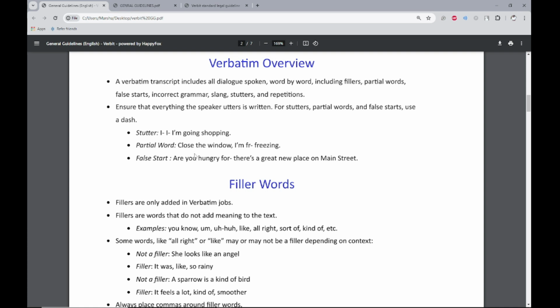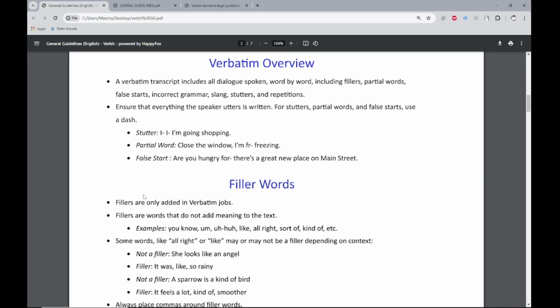All right, so the partial words, for example, close the window, I'm freezing. Now replace this single dash with a double dash, and you put a space before and after the double dashes. That's the Lego transcript. False starts, are you hungry for? There is a great new place on Main Street. So are you hungry for, you put a double dashes. All right, not the single dashes, okay, for Lego work. Now this guideline I'm passing you through, these ones are for just the verbatim work, not Lego work. Okay, that's why they have put the single dash, but now I'm taking you through the Lego guidelines. All right, so that's what I want you to understand.